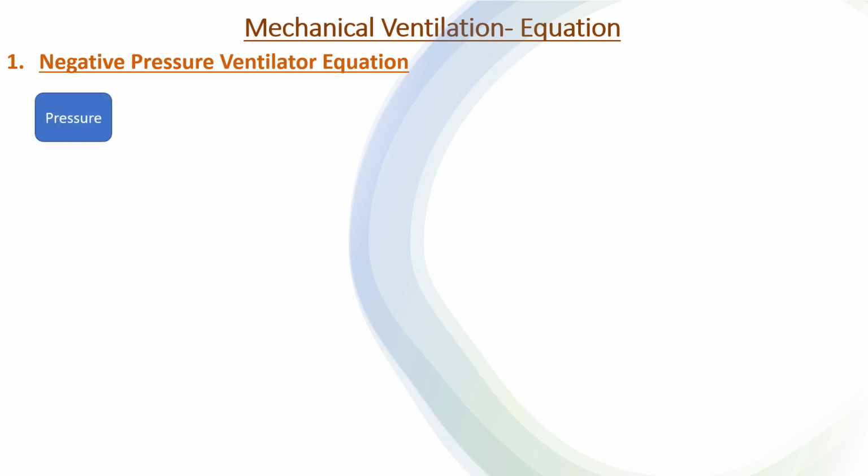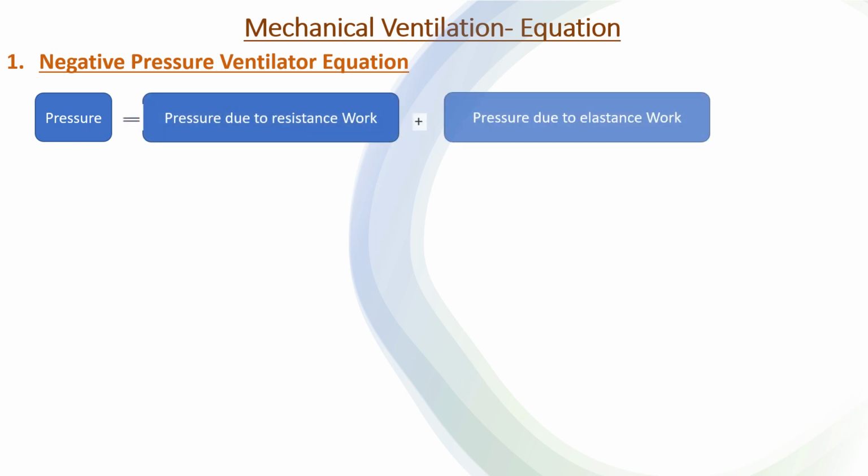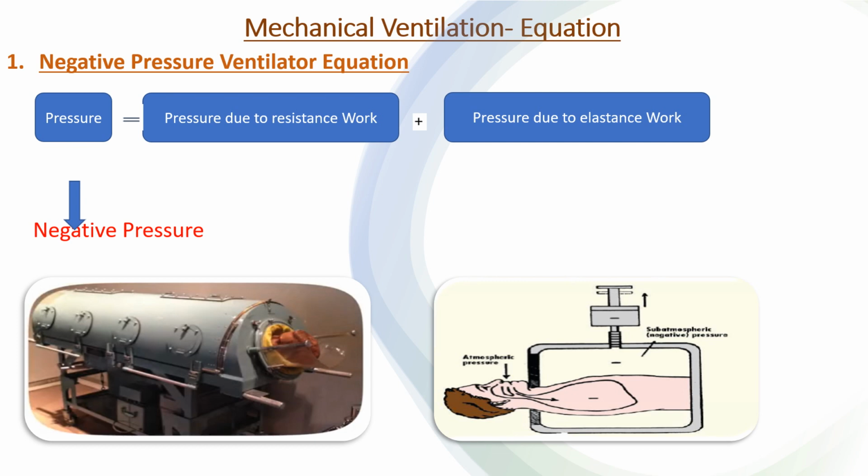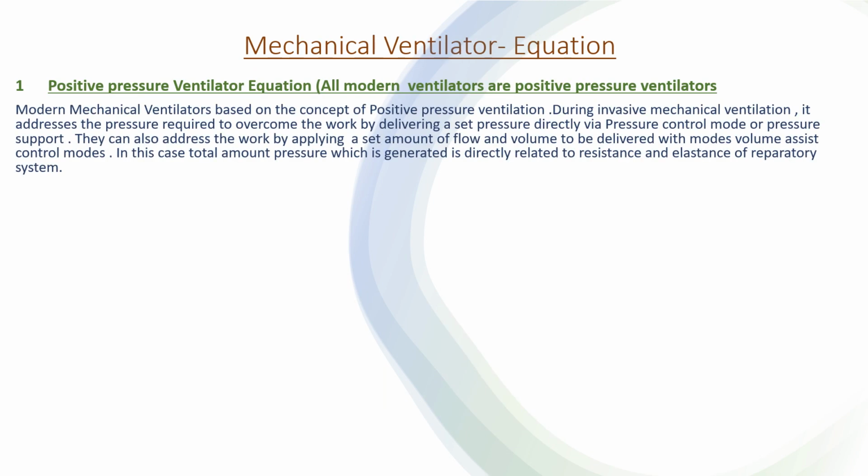The need for mechanical ventilation is based on the equation of motion, which states that the total amount of pressure that needs to be generated must overcome the pressure due to resistance and the pressure due to elastance work. A spontaneously breathing patient generates negative pressure to do this work, and the first widely used ventilator was the iron lung. Modern mechanical ventilators are based on the concept of positive pressure ventilation.